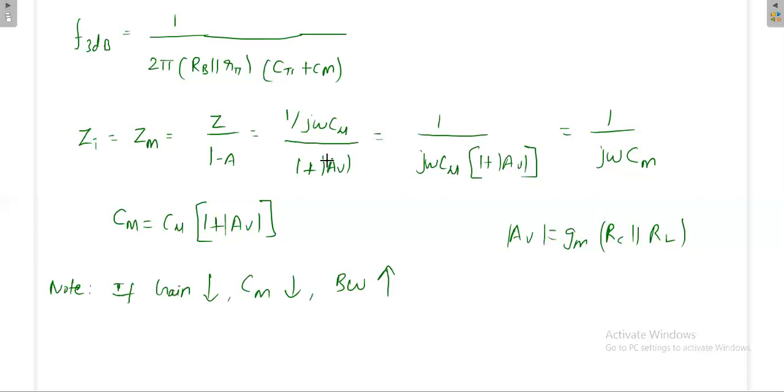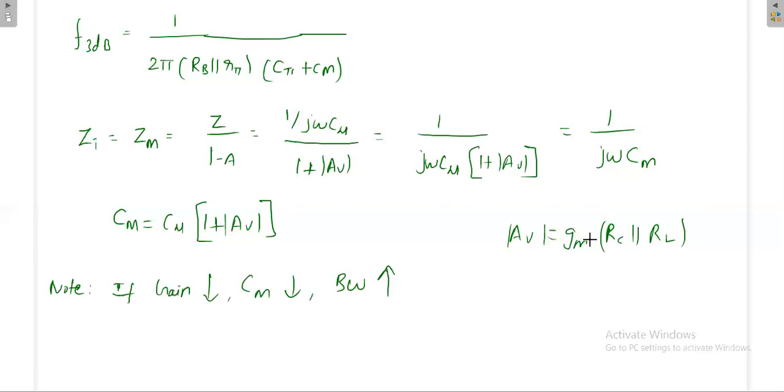The mod value of AV, and this term comes down in product with 1 plus mod AV, and this C mu times 1 plus mod AV, I can write as CM, because I mentioned here that ZM is equal to 1 by J omega CM. Then from this, CM is equal to C mu times 1 plus mod AV. Okay, and what is AV?